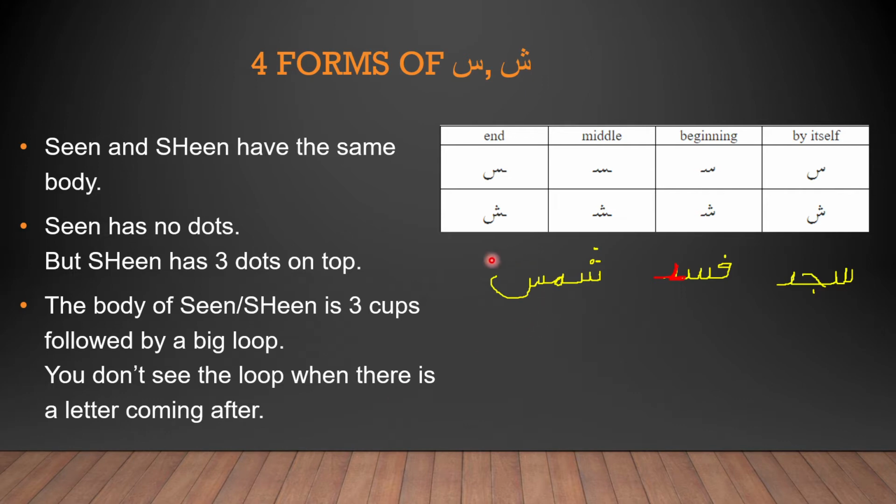So can you see here, there is Seen and then there is Meem. So Meem is connected with the Seen, that's why the extension is made, and still there is no letter after it, so the Seen gets back its big loop. Okay, now let us look at Sheen.